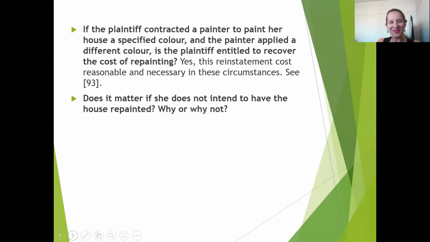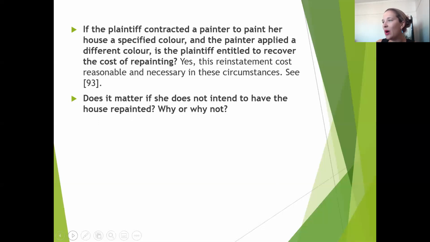In terms of the second part of the question, does it matter if the person didn't intend to have the house repainted? This is interesting because it goes to the question of potential overcompensation. Remember, the compensation principle would put you in a position as if the contract had been performed. If you then don't use the money to repair, it's a question of whether that amounts to overcompensation. But here the court says no, it doesn't matter if you don't intend to have the house repainted. The reinstatement cost best meets the compensation principle.